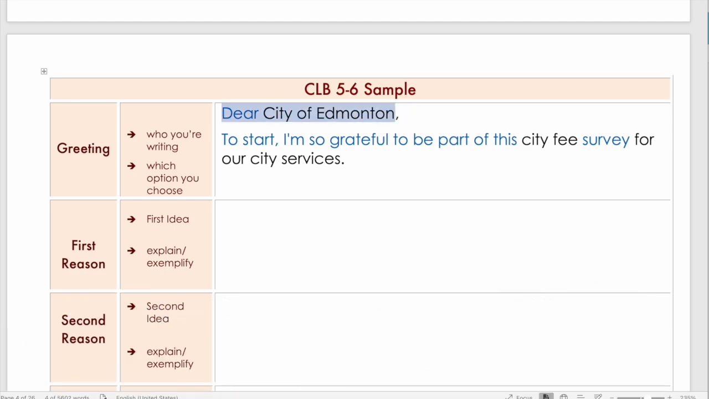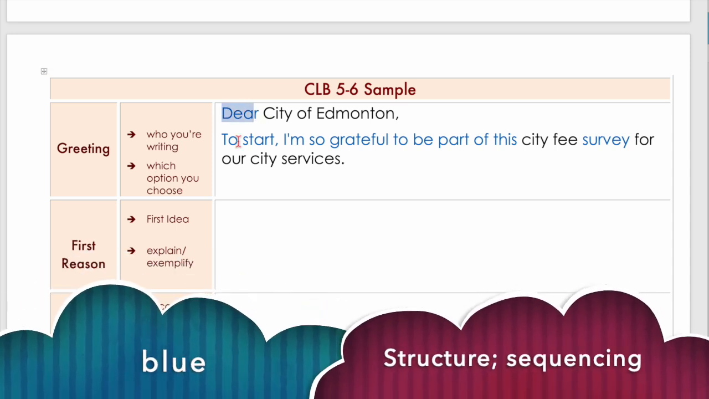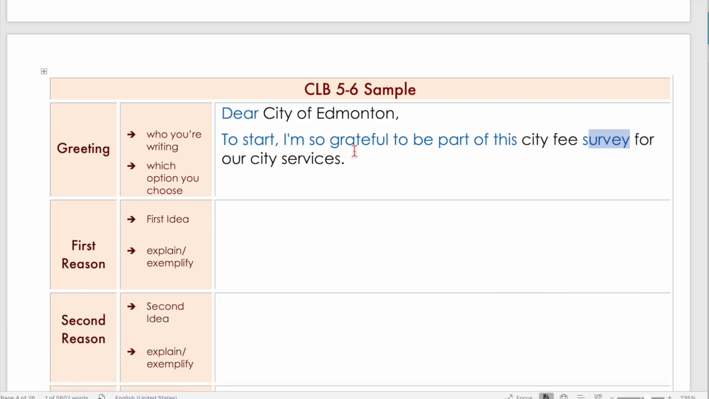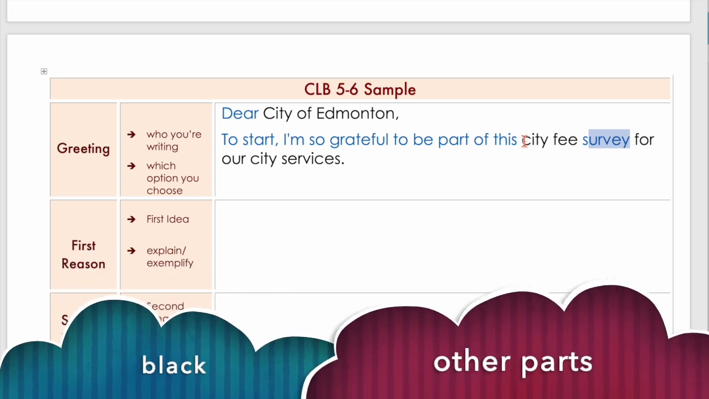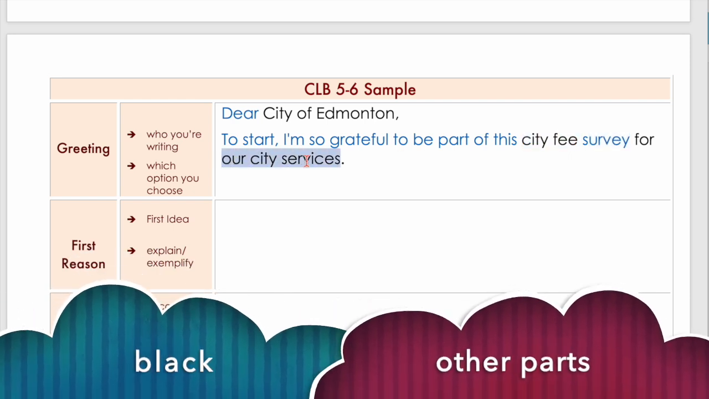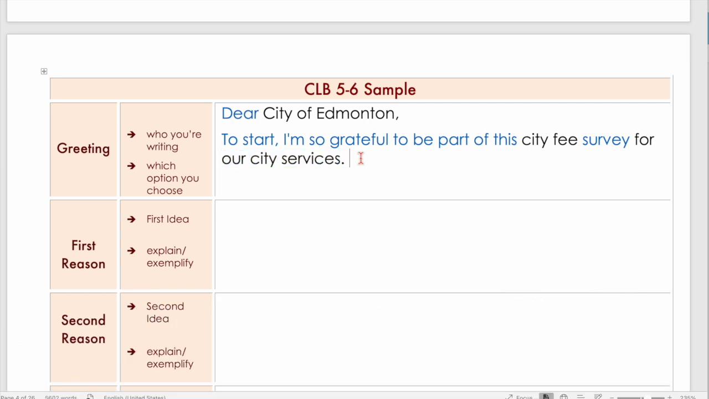I want to remind you that the blue is structure. Okay, everyone? Blue is structure. It means we can use that all the time. And also, this black is just other important words. Okay, so that's who we're writing.